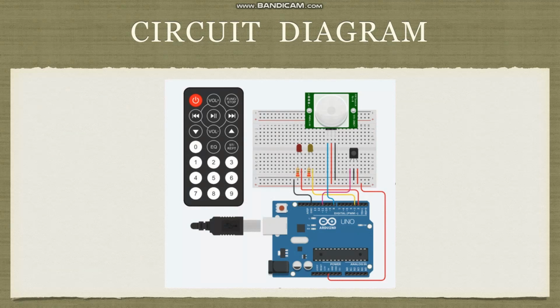Here is the circuit diagram of my system. Two LEDs, red and yellow, are connected with resistors in order to control the voltage and current. The other ends of the LEDs are connected to digital pins of the Arduino, which are 3 and 2. I have also attached the PIR sensor and the IR receiver diode with its remote control.